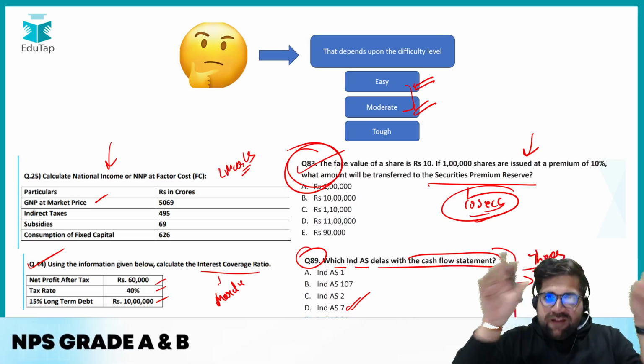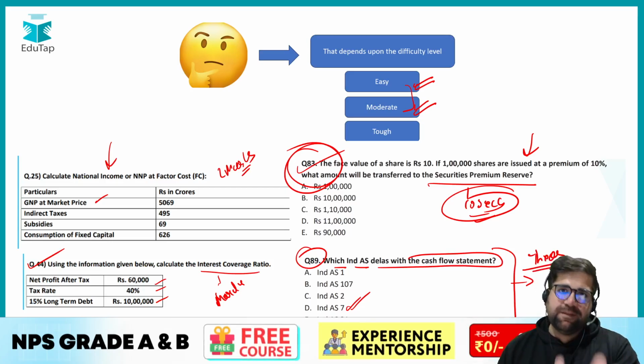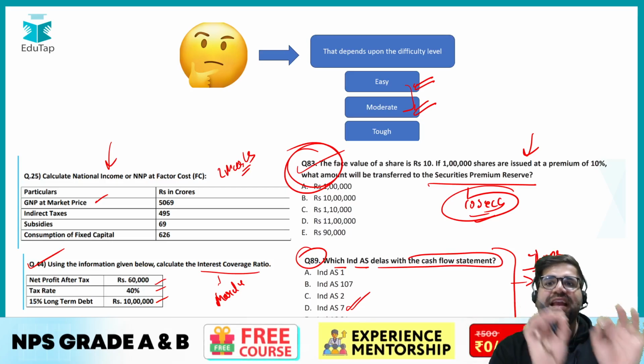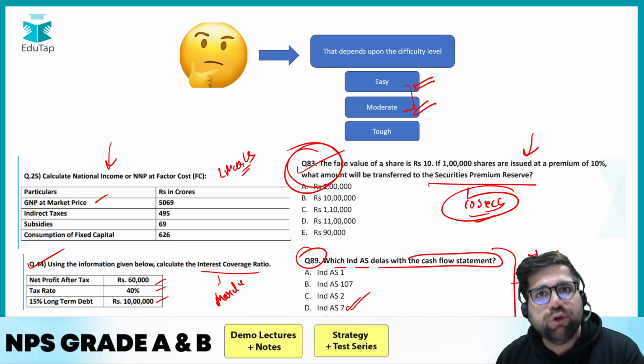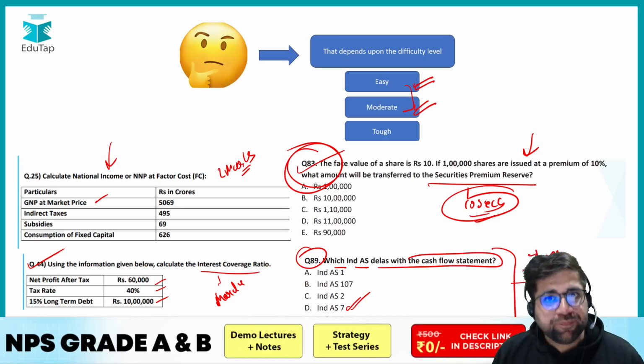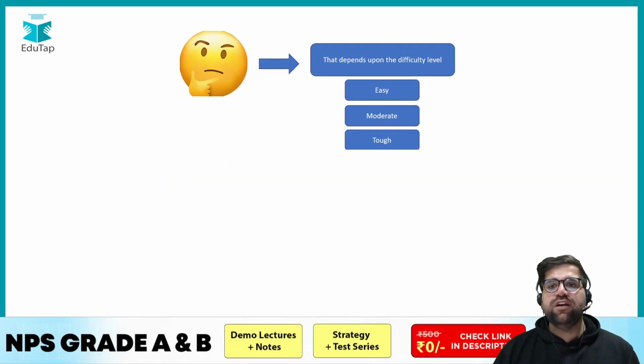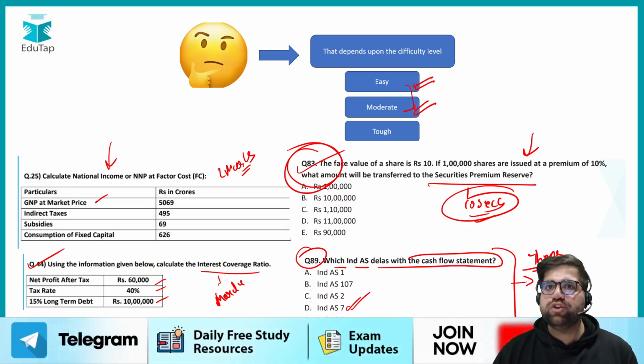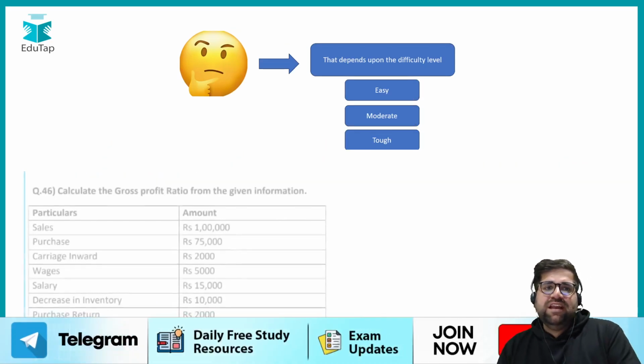Okay, so if I summarize everything for you, easy and moderate level of questions you have to do. You should not skip it. But tough numerical, now what is a tough numerical? This also I will show you. But again, let's see a moderate level of question.